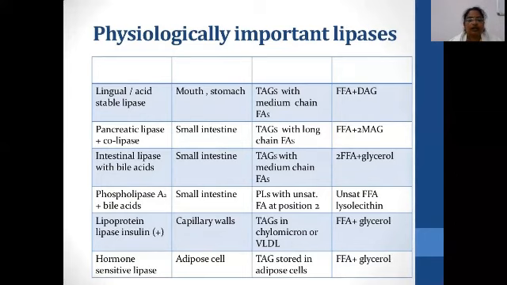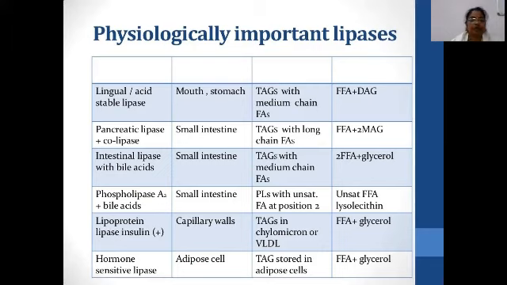Intestinal lipase with bile acids. This is from the small intestine. It acts on TAG and medium chain fatty acids, giving out 2 fatty acids and glycerol. Then phospholipase A2 and bile acids from the small intestine act on phospholipids with unsaturated fatty acid at position 2, giving unsaturated fatty acid and lysolecithin.